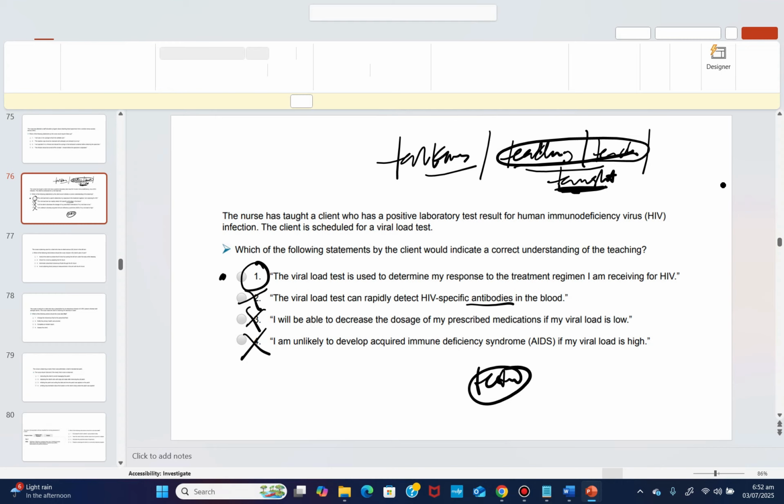So the NCLEX is testing you related to viral load test. It's not really testing you related to HIV. It's testing you related to viral load test, but it's viral load test under what? HIV. So it's trying to test your knowledge related to viral load. And also, if you want to know what the NCLEX is testing, look at the question. I always used to do this. I call it the reverse engineering. So you can see viral load, viral load, viral load, viral load.